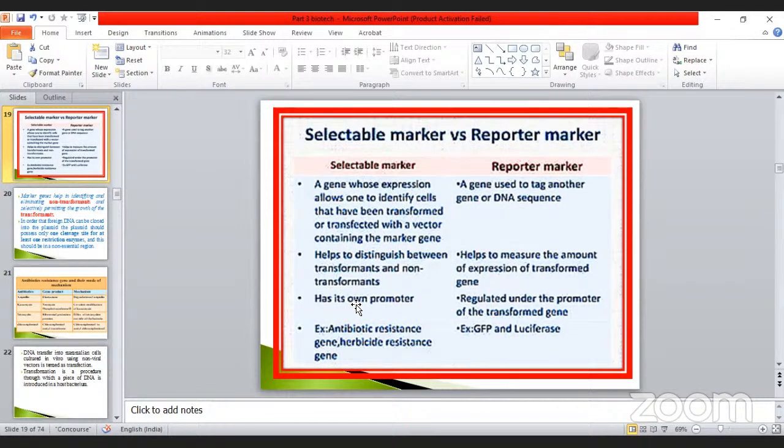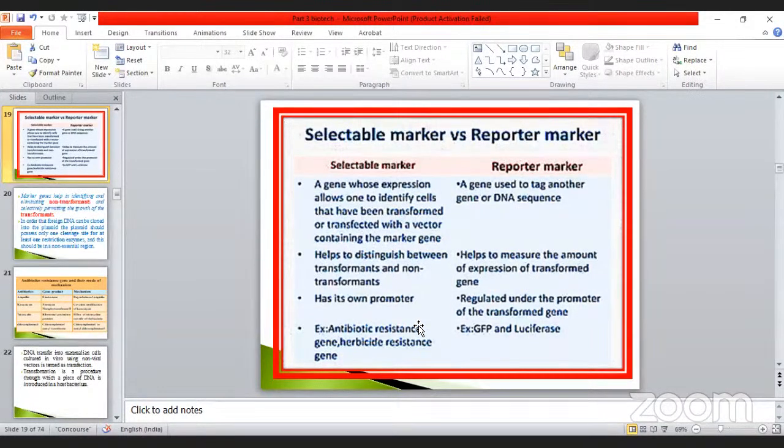Sometimes assertion and reasoning questions. This is very, very important. It is regulated under the promoter of the transformed genes. This is also another one: regulated under the promoter of the transformed genes only. Examples are antibiotic resistance genes and herbicide resistance genes in this part. Sometimes they may ask the question: selectable marker, so what are the examples?